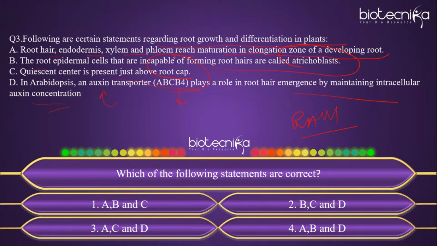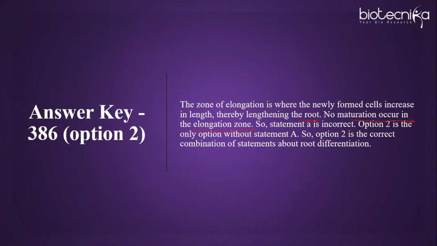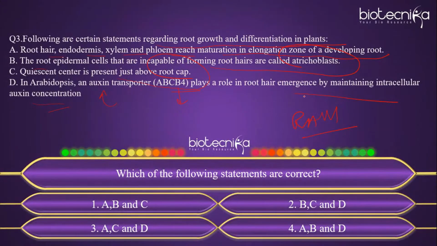Correct, students? And it has been said here that they are reaching maturity in the elongation zone of a developing root. But just come to the reasoning part. The zone of elongation is where newly formed cells are being added, so that it helps in increasing the length of the root. So no events of maturation will be taking place in the elongation zone. That is why statement A is incorrect, and definitely the other combinations, B, C, D, are absolutely correct. Hence, option 2 is correct.